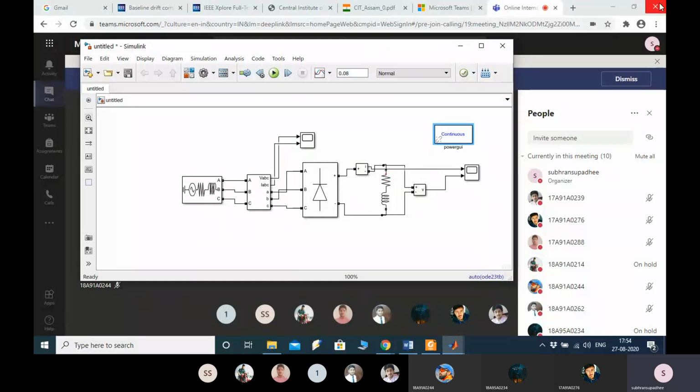Controlled rectifiers in terms of SCR and switches, thyristor families, right? If any doubt, let me know.